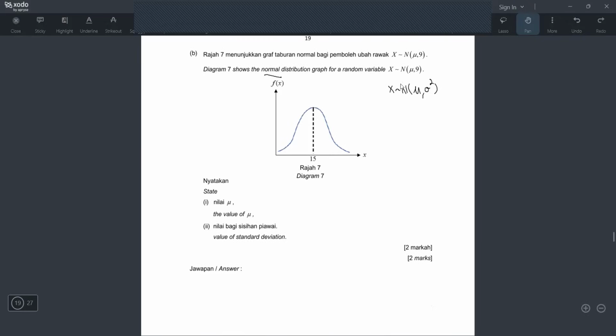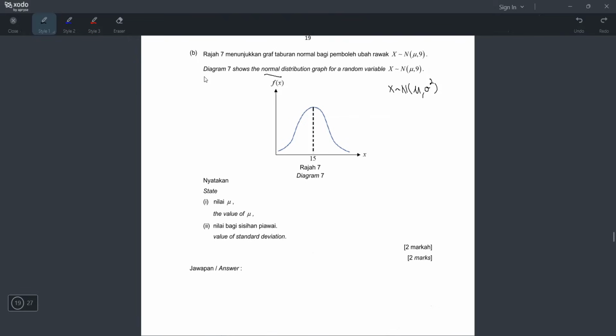But if they write N here, the number in front will be the mean, the number at the back will be the variance. That you must memorise, that you must know. And let me tell you, variance in normal distribution is very useless. Because in normal distribution, we use standard deviation more. We don't use variance in normal distribution usually.